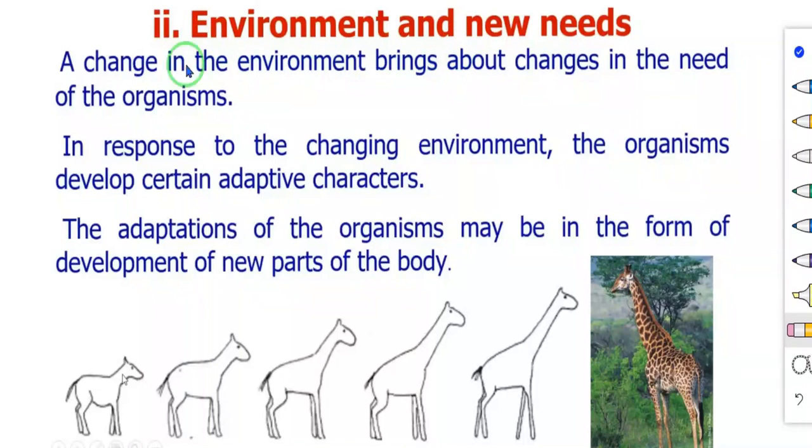Environment and new needs. A change in the environment brings about changes in the needs of the organisms. In response to the changing environment, the organisms develop certain adaptive characters in their body. The adaptations may be in the form of development of new parts of the body, or sometimes a particular organ may grow larger in size.